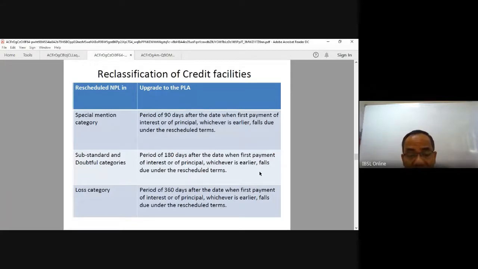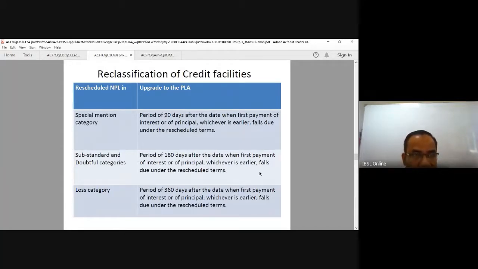So if the facility was in the substandard section and you rescheduled, then from the first payment of interest and capital, the first installment, you have to wait for 180 days. Like that, if it is in the loss category and you rescheduled, you can't immediately take it into the performing section. From the first payment, you'll have to wait for 1 year, right? So this is how you can reclassify.